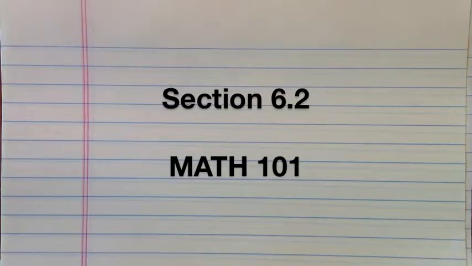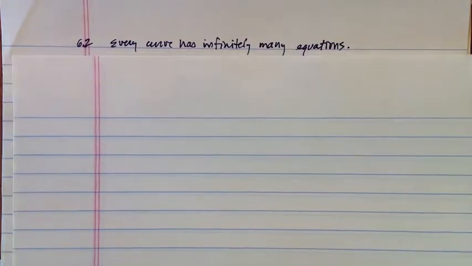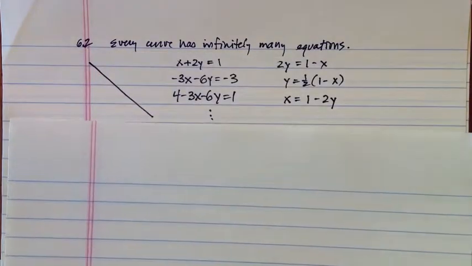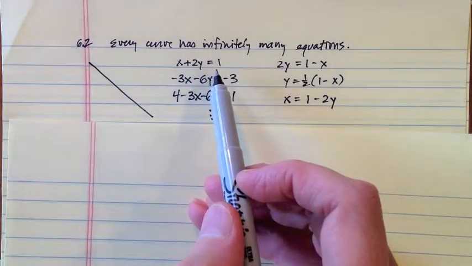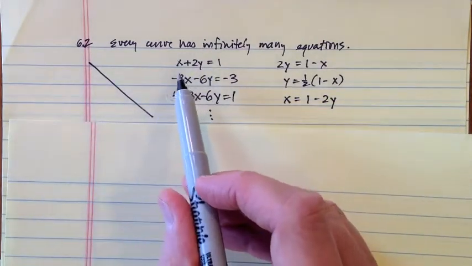Here's how I think of the material in 6.2. It starts with this observation: every curve has infinitely many equations. To give you an example, let's start with this curve, x plus 2y equals 1. You know that's a line, so I just drew a line over here.